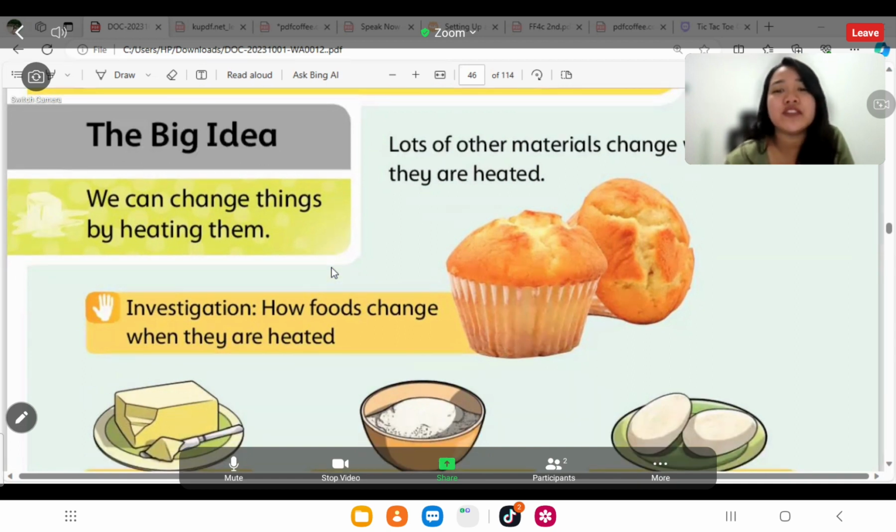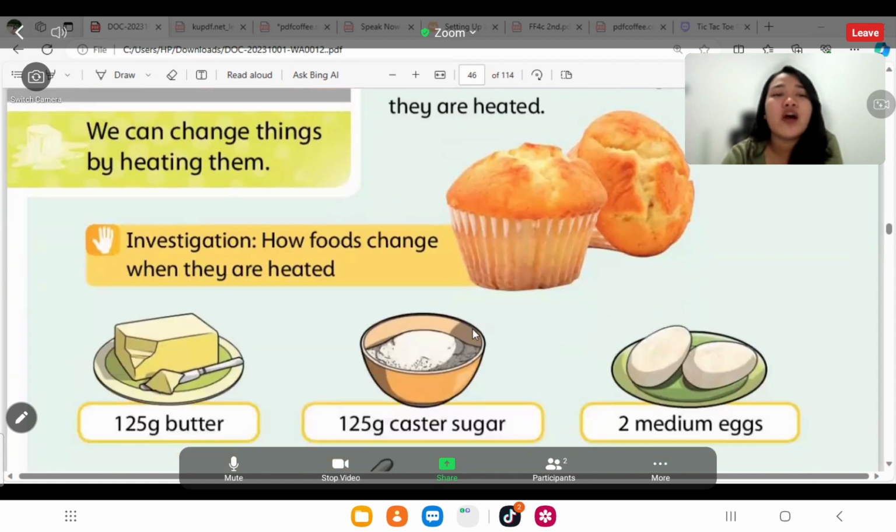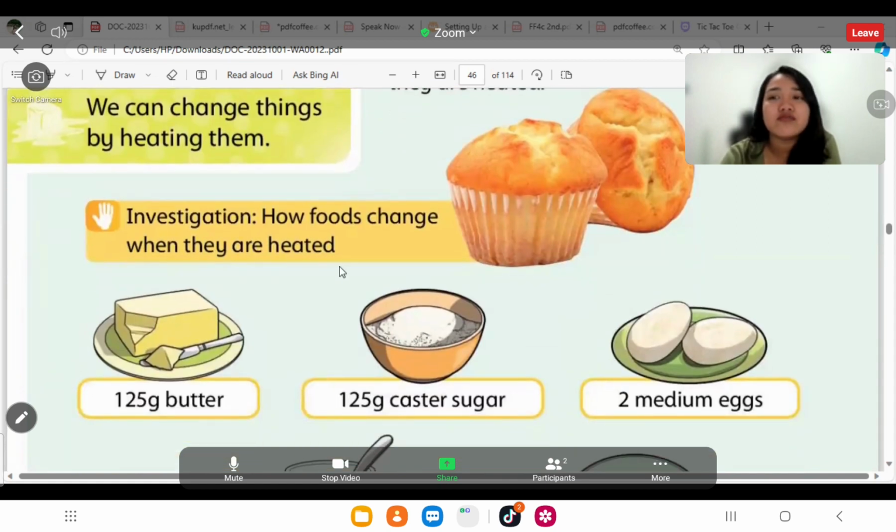For example, here, when we are baking, do you know how to bake? No. But baking is one of the examples where we need heat or a hotter temperature. So our investigation here: sometimes, if you know how to measure the temperature, your food will never be burned.